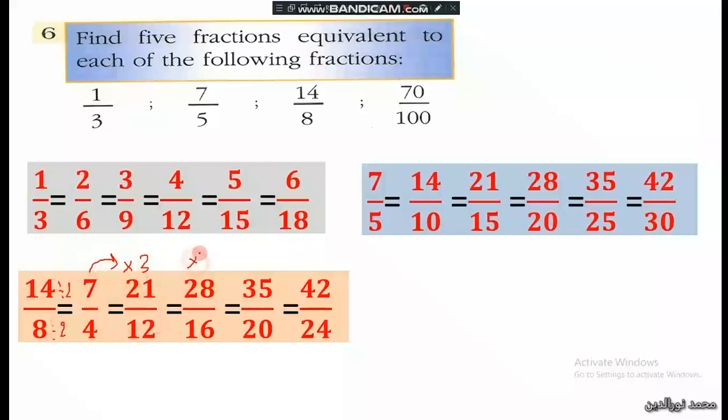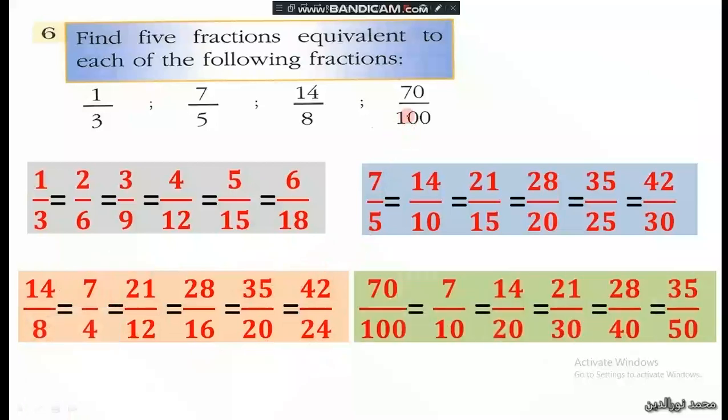And then we multiply both terms by 4. 7 times 4, 28, and 4 times 4 is 16. And then we multiply by 5. 7 times 5 is 35, 4 times 5 is 20. And then we multiply both terms by 6. 7 times 6 is 42, 4 times 6 is 24.